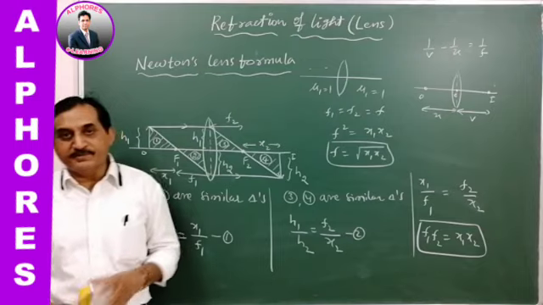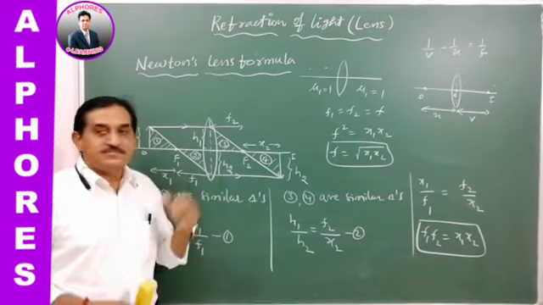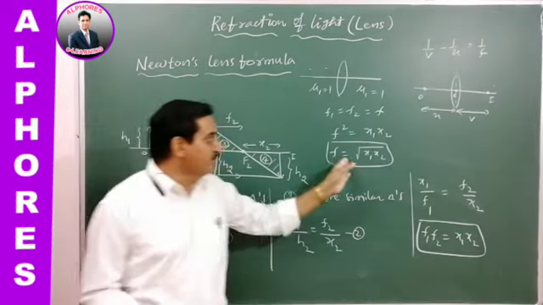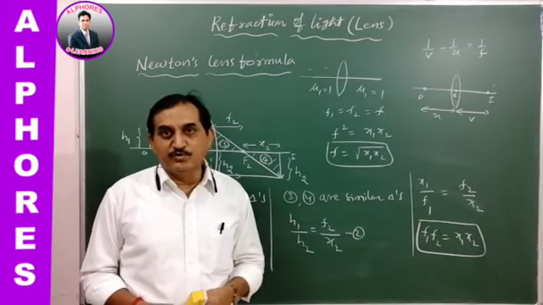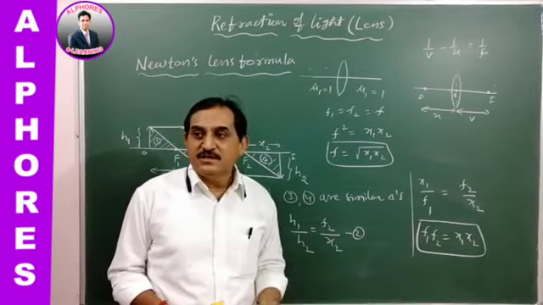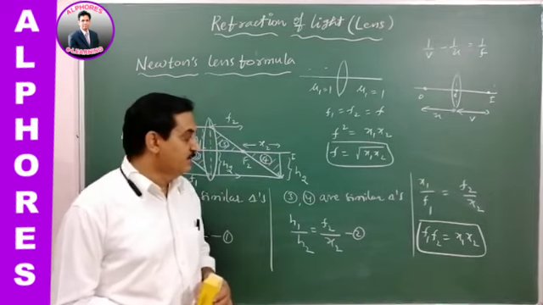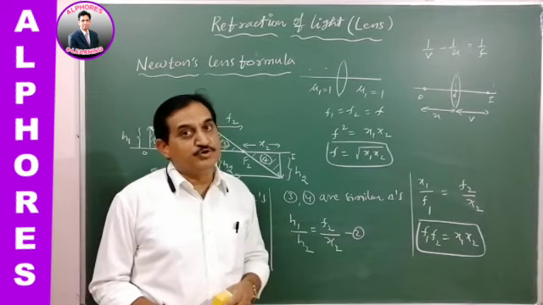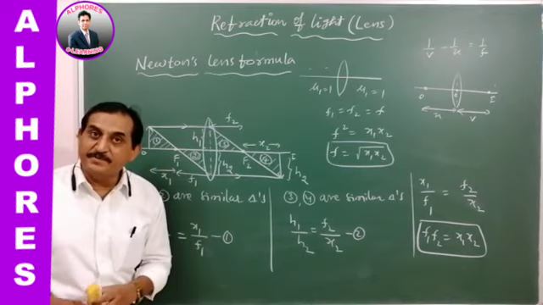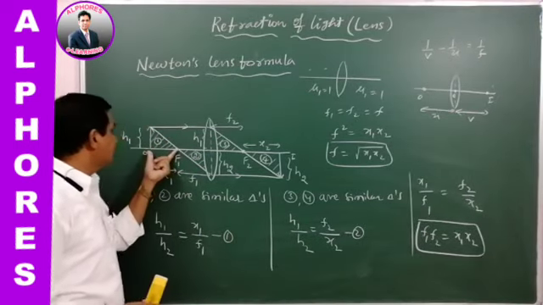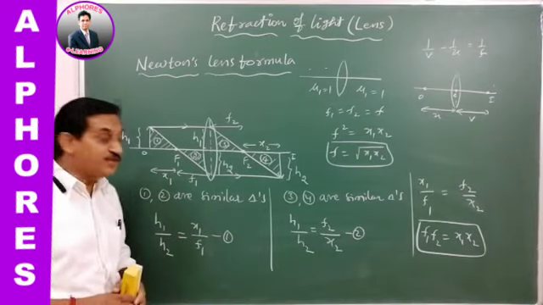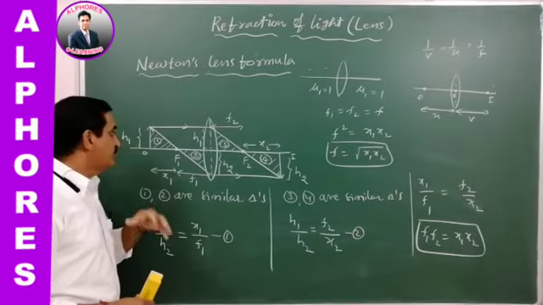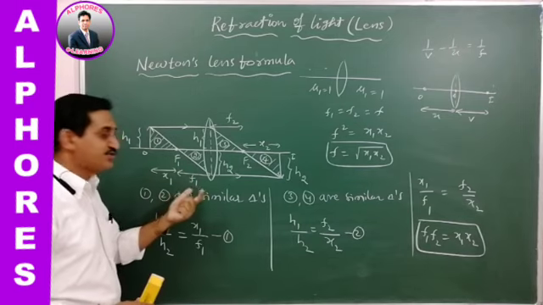Okay, and one more important point here. This formula can be used for thick and thin lenses both. It is valid for thick lenses and also valid for thin lenses. Why? Because these distances are measured from focus points, not from the optic center. Therefore, there is no question of confusion, there is no question of errors.